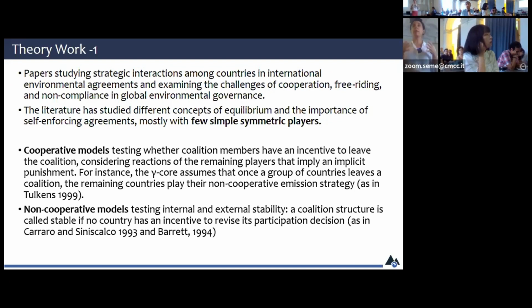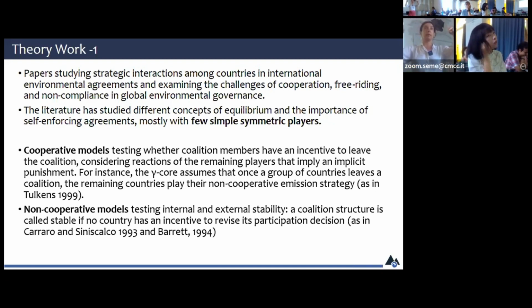So the internal-external stability is this. You calculate what I get if I get out and the others keep working, and what I get if I get in. Which one of the two is larger? If the one when I'm out is larger, then the coalition is not stable for Italy.